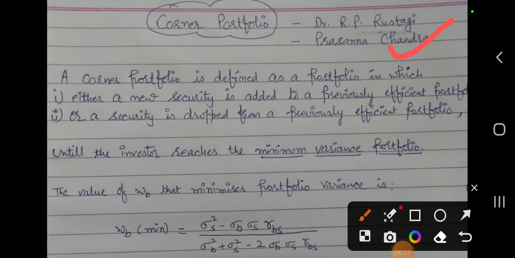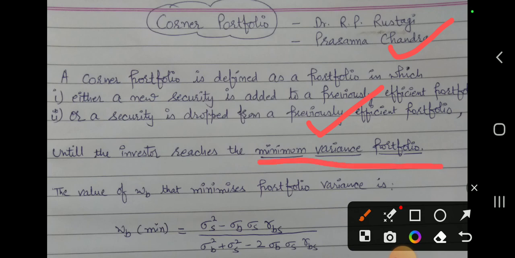A corner portfolio is based upon the concept of efficient frontier as is given in the Harry Markowitz model of portfolio theory. A corner portfolio occurs whenever a new security enters the portfolio mix or an existing security leaves the portfolio mix. The securities enter and leave the portfolio until the investor reaches the minimum variance portfolio.